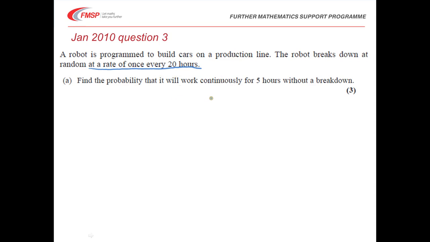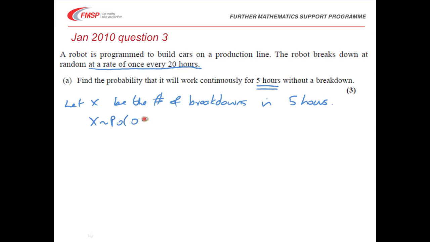So we're asked to find the probability that it will work continuously for 5 hours. Now, with a Poisson, the time frame is absolutely critical. So we work continuously for 5 hours without a breakdown. So again, define. Let x be the number of breakdowns in 5 hours. That's really important. Okay, so we expect 1 every 20 hours. So in this particular case, we are going to expect 0.25 in a 5-hour period. That's just achieved by doing 1 divided by 4, because we want to get it down from 20 hours.